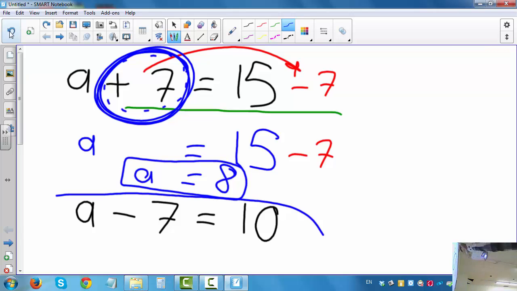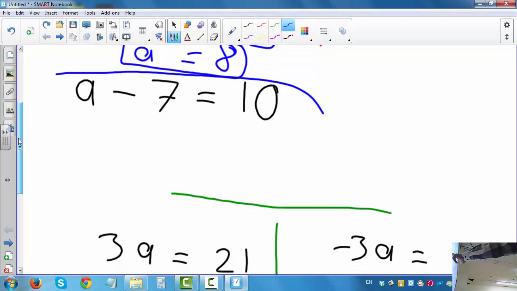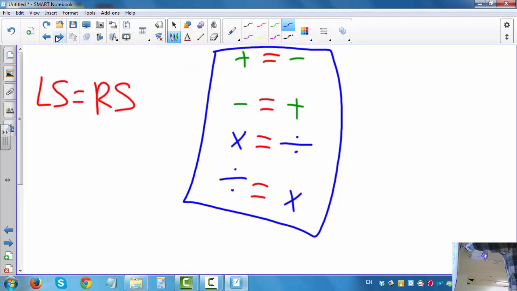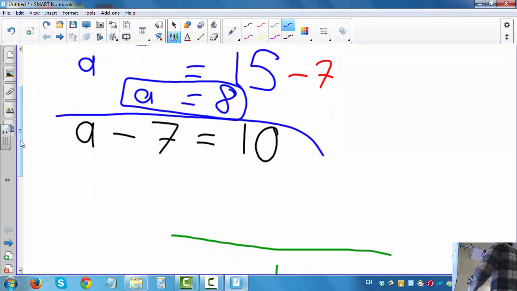So now let's do the same with this question. A minus 7 equals 10. So before, I used this rule, the plus 7 went to the other side as negative 7. Now it's just the other way around. This time negative 7 is going to the other side as, change the sign, positive 7.